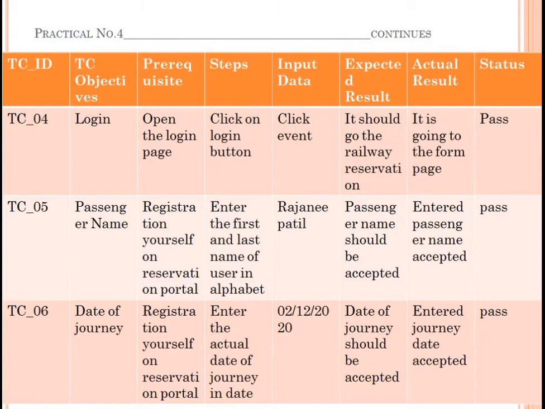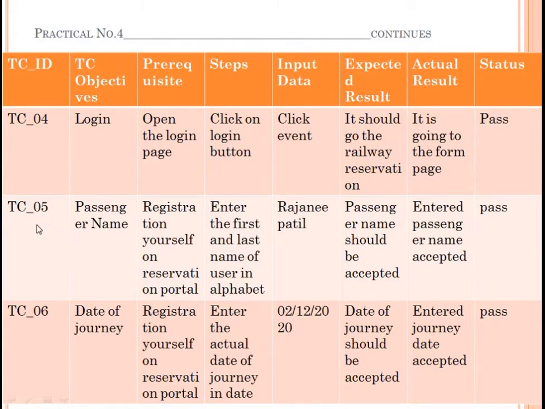Then the next test case is TC number 4, that is the login. The prerequisite is to open the login page. The step is to click on the login button. The input data is that a click event occurs. The expected result is that it should go to the railway reservation page. If you click on the login button, then a click event occurs, and the page should go to the next page, that is the railway reservation page. If the actual result is that it is going to the form page, then the status is pass.